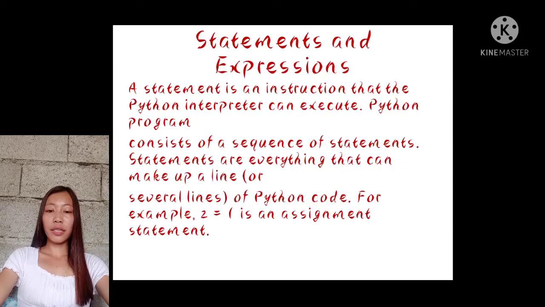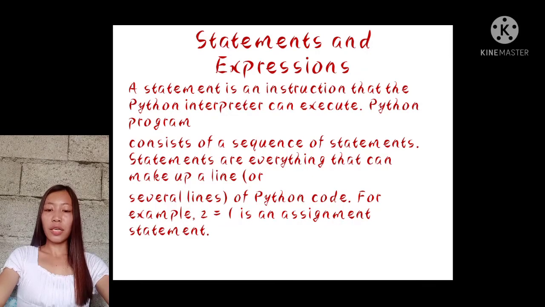Next is statements and expressions. A statement is an instruction that the Python interpreter can execute. A Python program consists of a sequence of statements. Statements are everything that can make up a line or several lines of Python code. For example, z is equal to 1 is an assignment statement.